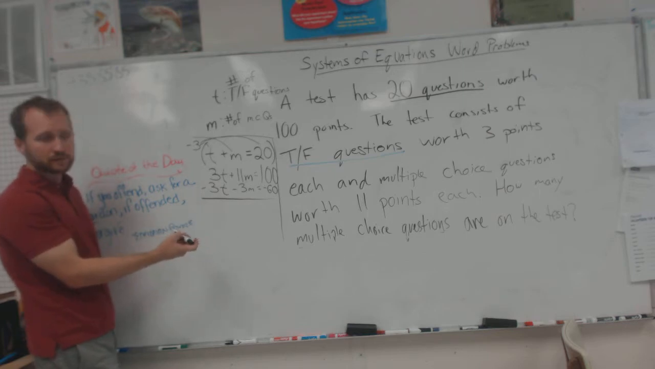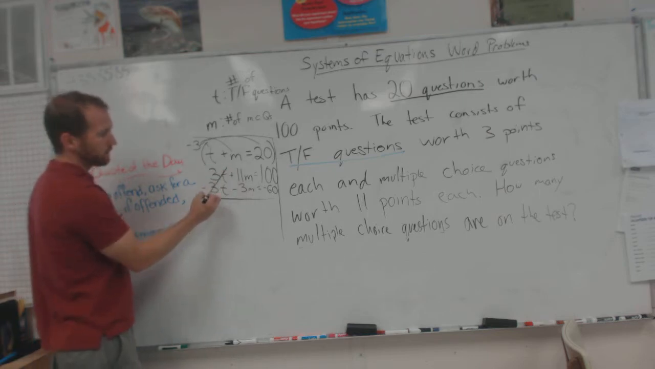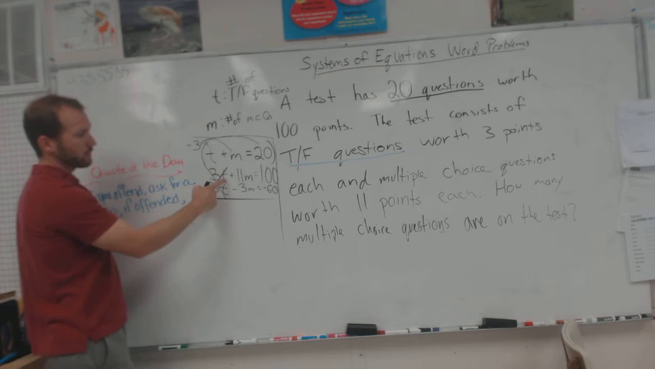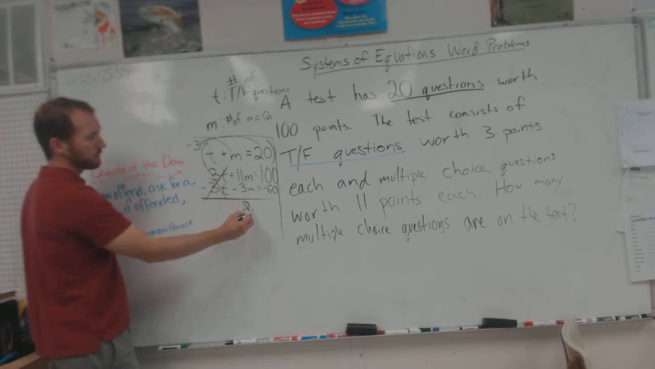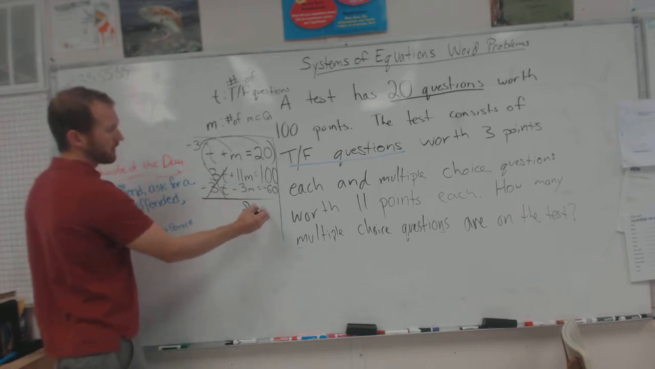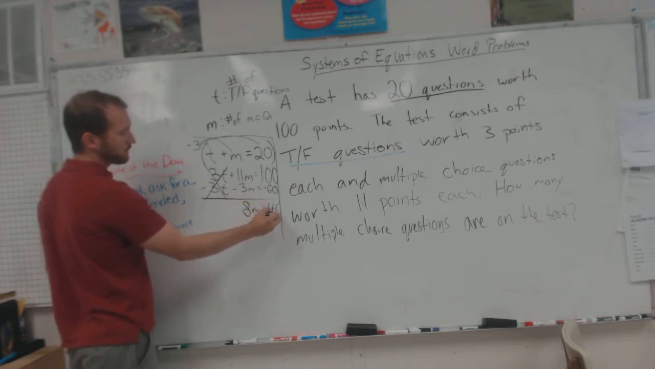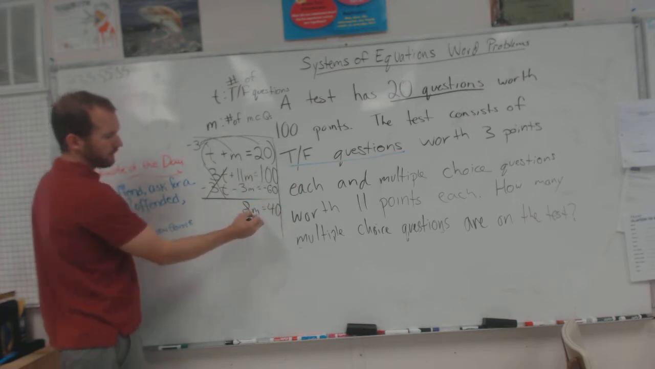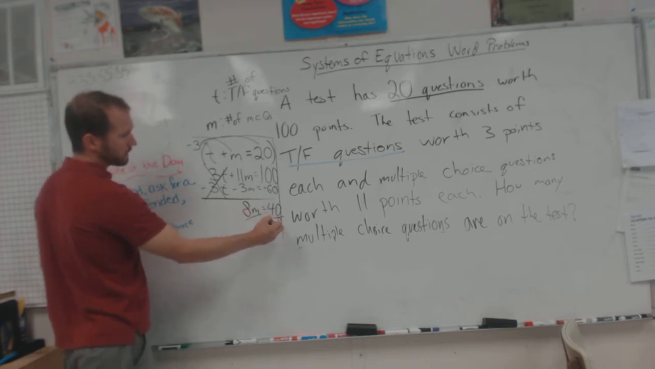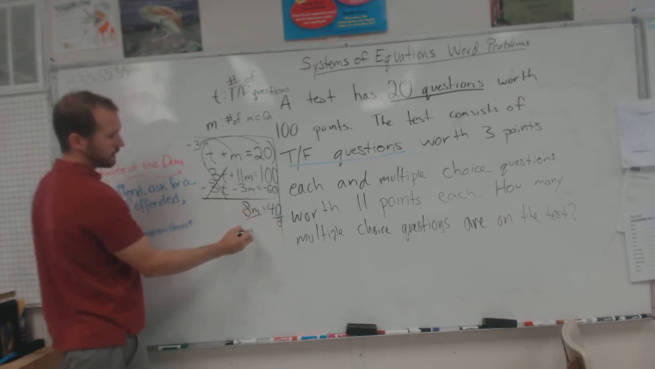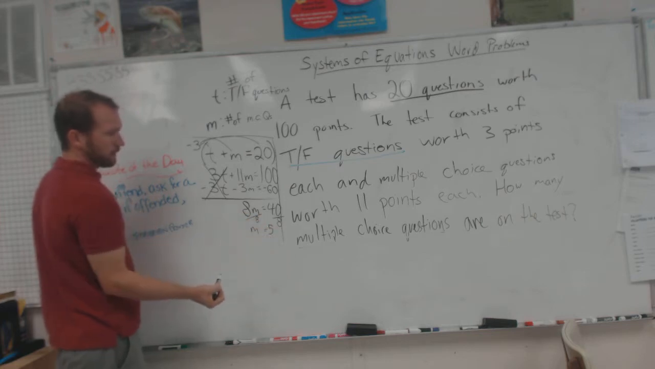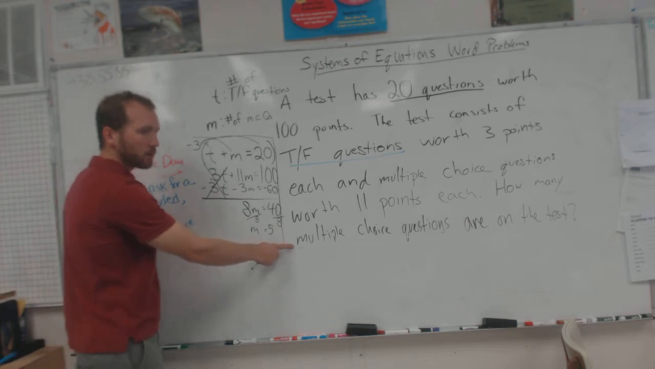which I know will cancel. They'll cross out. So that equals 0. 11m minus 3m gives me 8m. And then 100 minus 60 leaves me with 40. If I divide both sides by 8, I get m equals 5. And actually, that's all they asked me for.